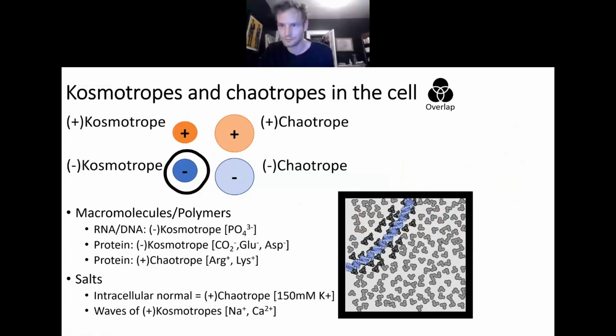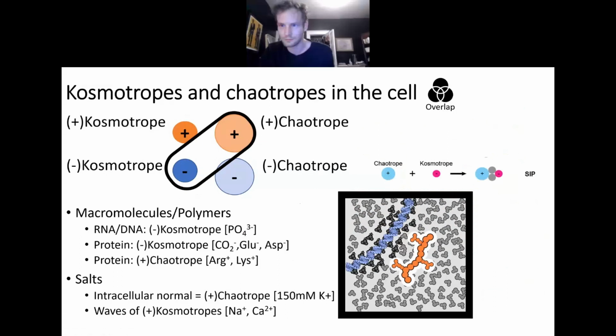And this kind of means when we're looking at things that interact with DNA or RNA, it's always going to be a cosmotrope and a chaotrope, so that they should always maintain a water between them and move nicely over each other.